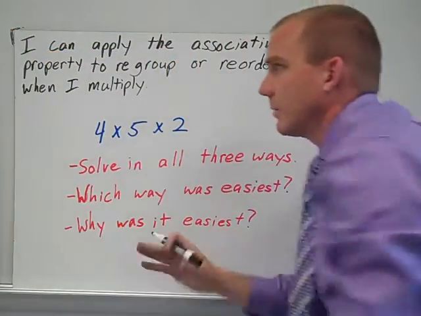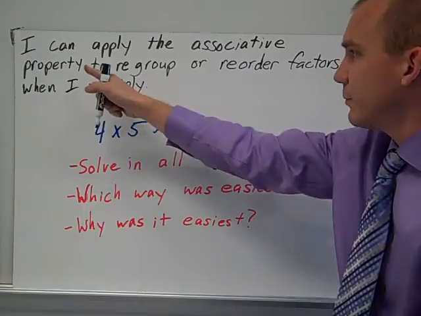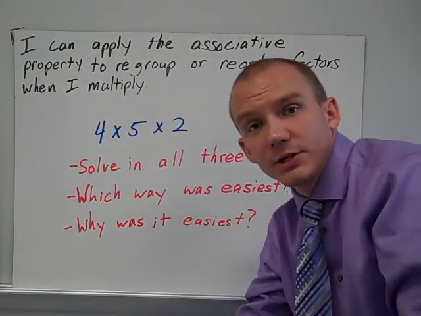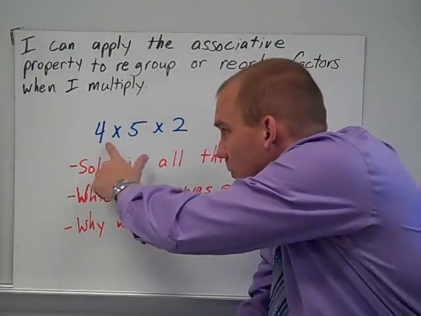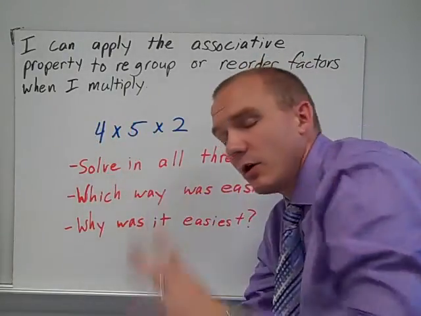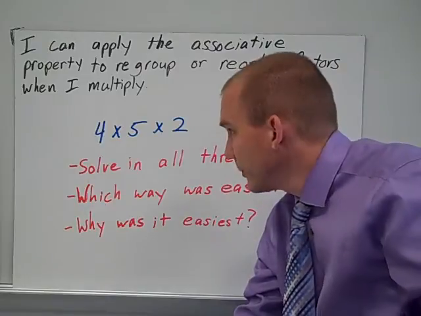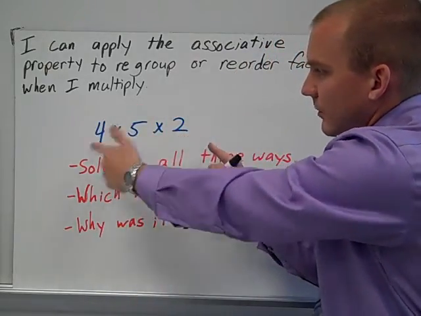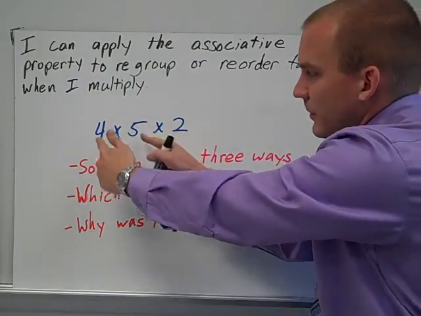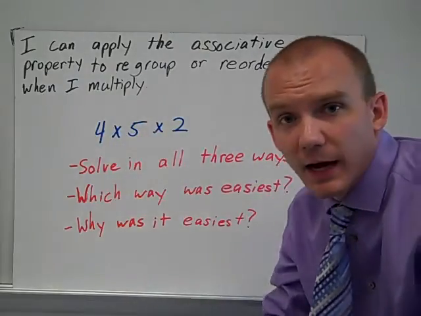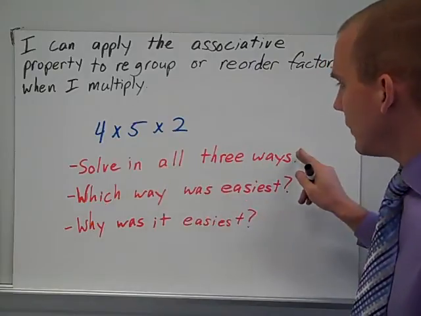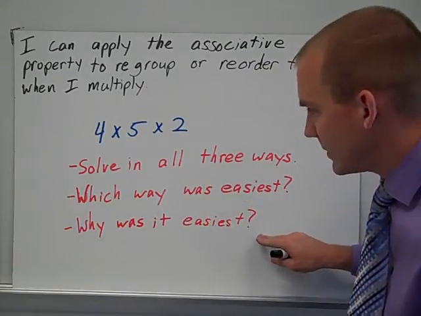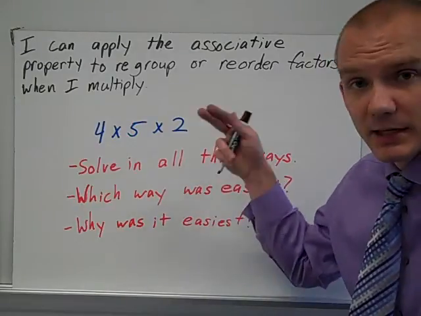So, back to our learning target. I can apply the associative property to regroup or reorder factors when I multiply. What I want you to do is to look at these factors, 4 times 5 times 2. Solve it in all three ways. So you'll put the parentheses, you'll do 4 times 5 times 2, you'll do 5 times 2 times 4, and then you'll also switch it up and do 4 times 2 times 5.